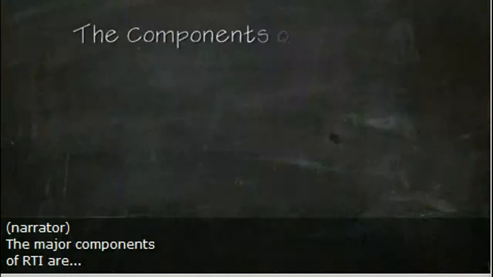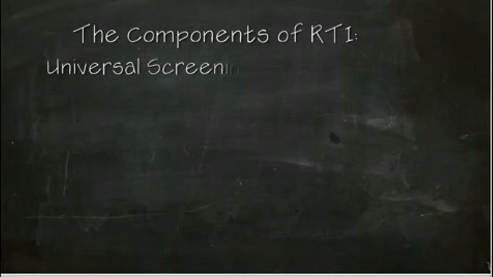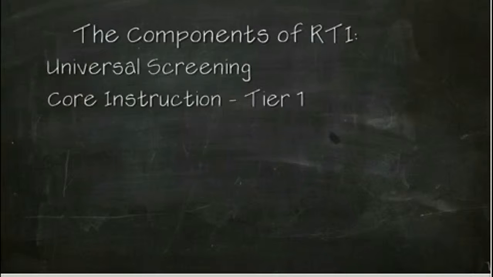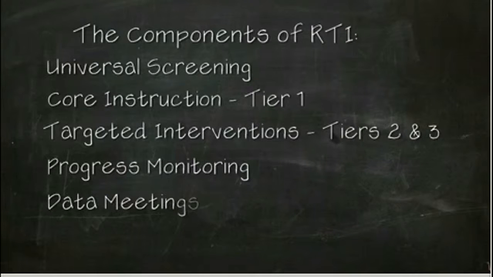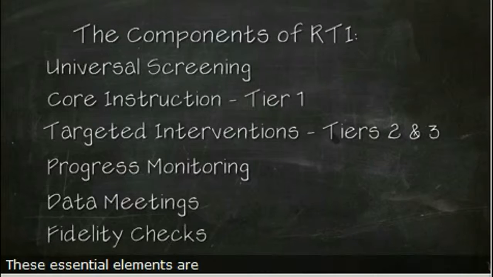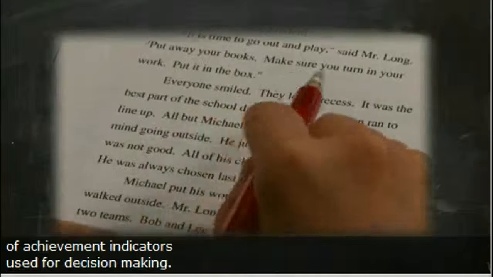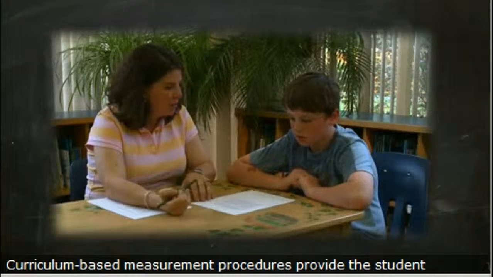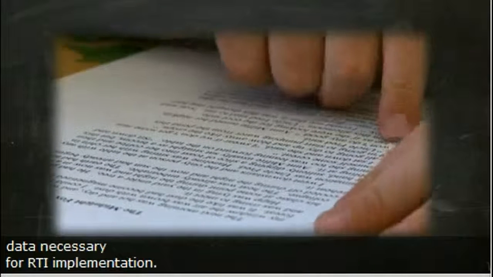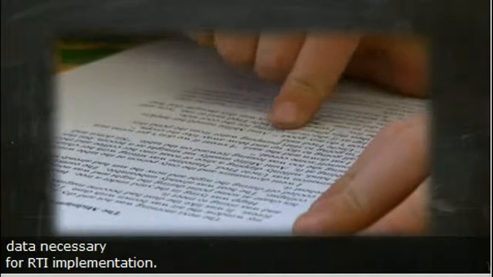The major components of RTI are universal screening, core instruction Tier 1, targeted interventions Tiers 2 and 3, progress monitoring, data meetings, and fidelity checks. These essential elements are joined together by a common set of achievement indicators used for decision-making. Curriculum-based measurement procedures provide the student data necessary for RTI implementation.